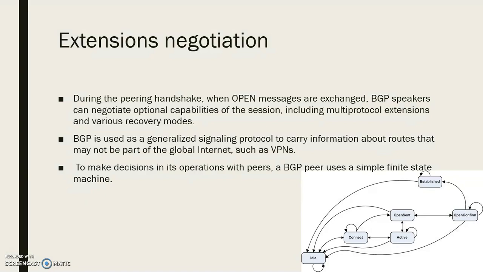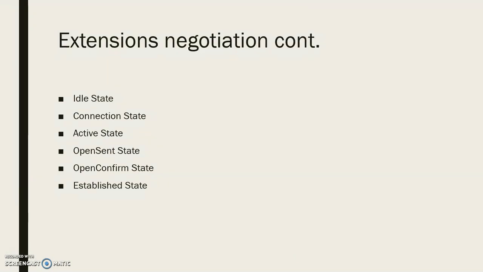So to make decisions in its operation with peers, a BGP peer uses a simple finite state machine. If you look in the corner, you can see how this works. Moving on. Alright, so continuing on the negotiation, we have 6 steps: the idle state, connection state, active state, open sent state, open confirm state, and the established state.